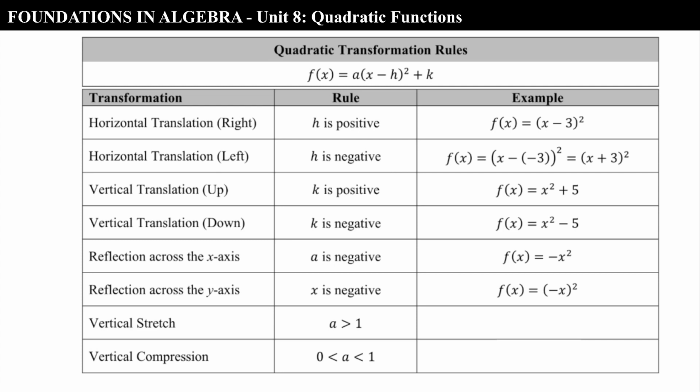All right, we have one more piece of information that we get from the a. The a being negative or positive tells us if we're reflected or not across the x-axis.